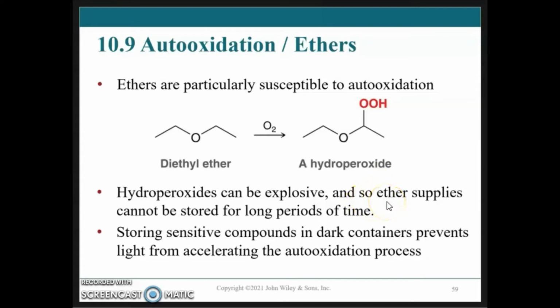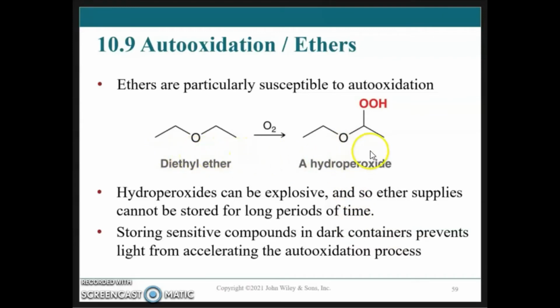I have met in my lifetime a person that was in an ether laboratory explosion. It's not as common as it used to be. We understand that that is engendered from exposure to light and oxygen. So we store these compounds in dark containers to prevent light from accelerating that autooxidation process.